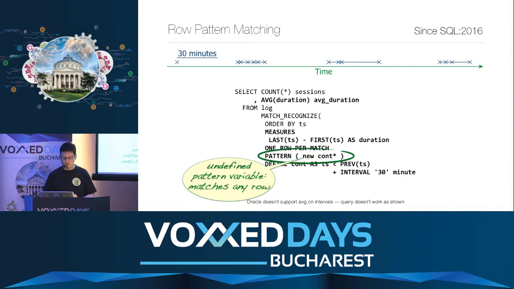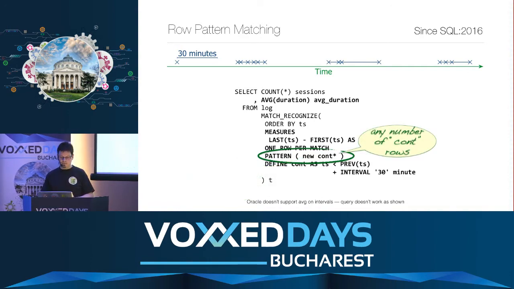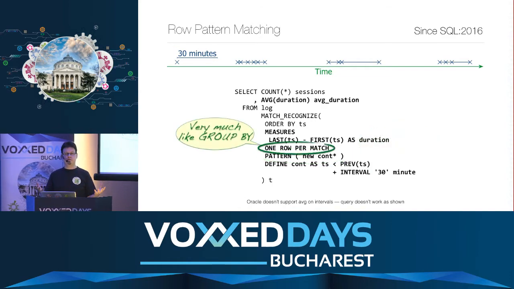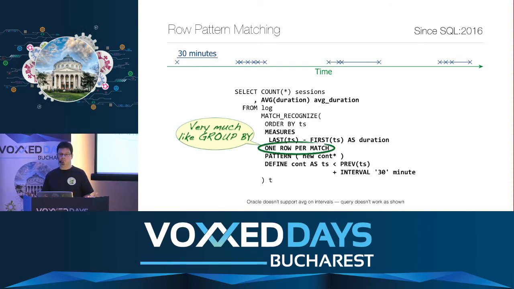So the next one is basically saying, okay, and now you have a match. A match can be made out of one row or maybe a million rows, I don't know. As long as the session goes on, as many rows will be matched. And each of these matches, each of these sessions, can then be condensed into a single row if I want to. This is basically like group by, but not on the same value, but on these matches.